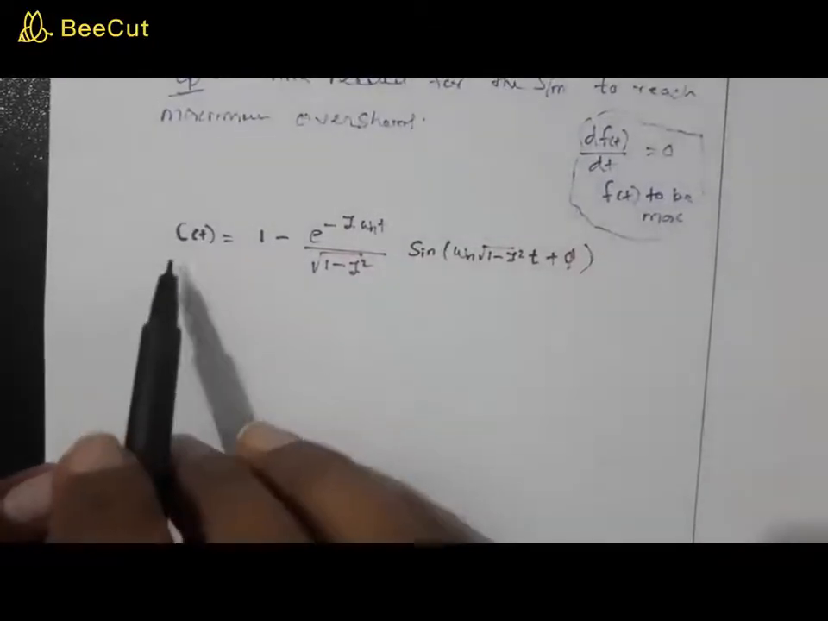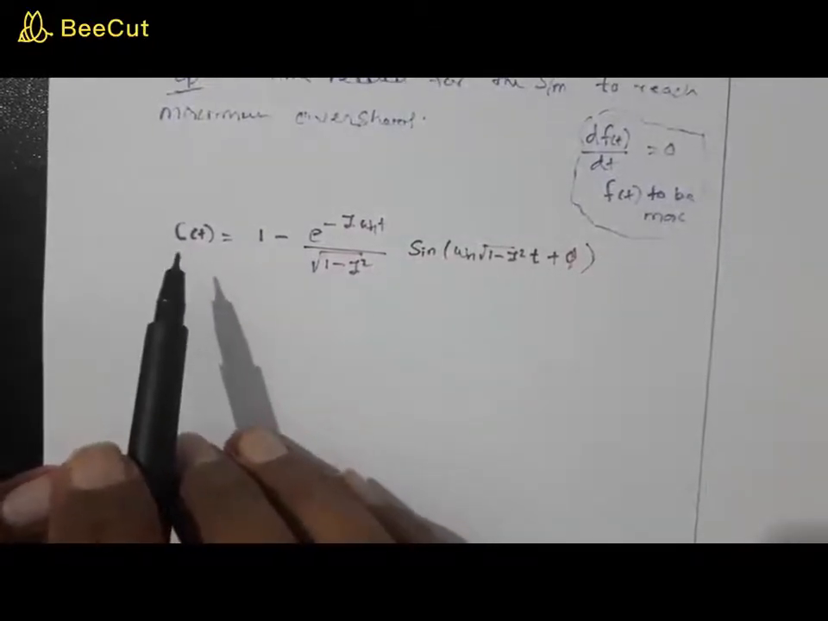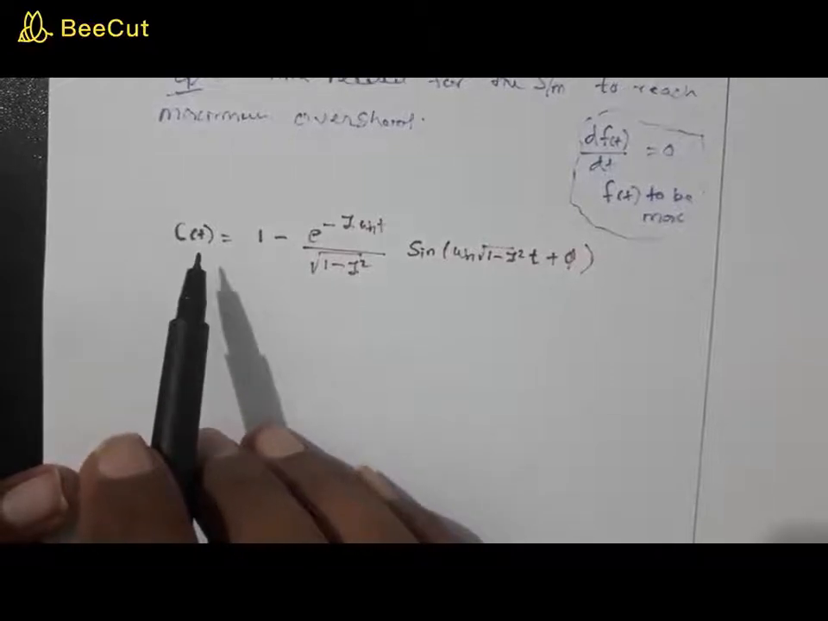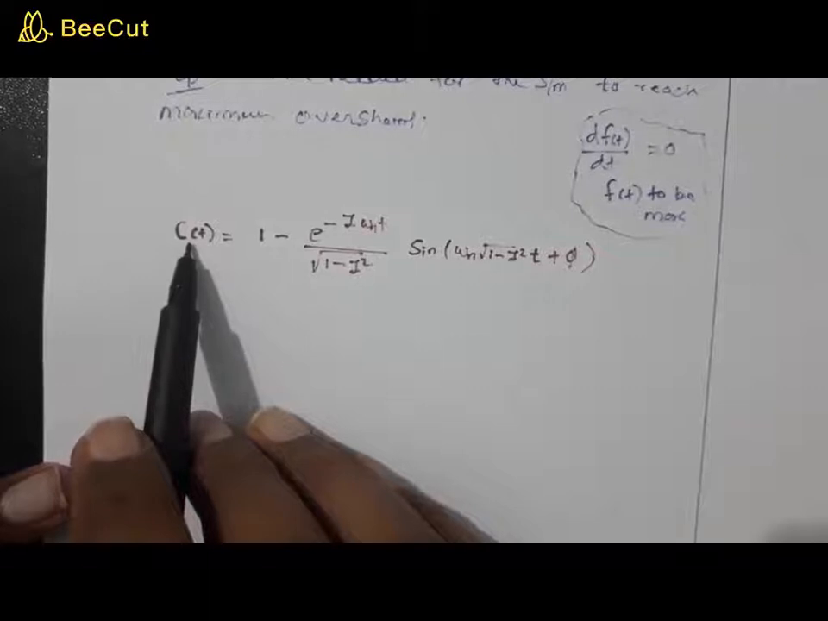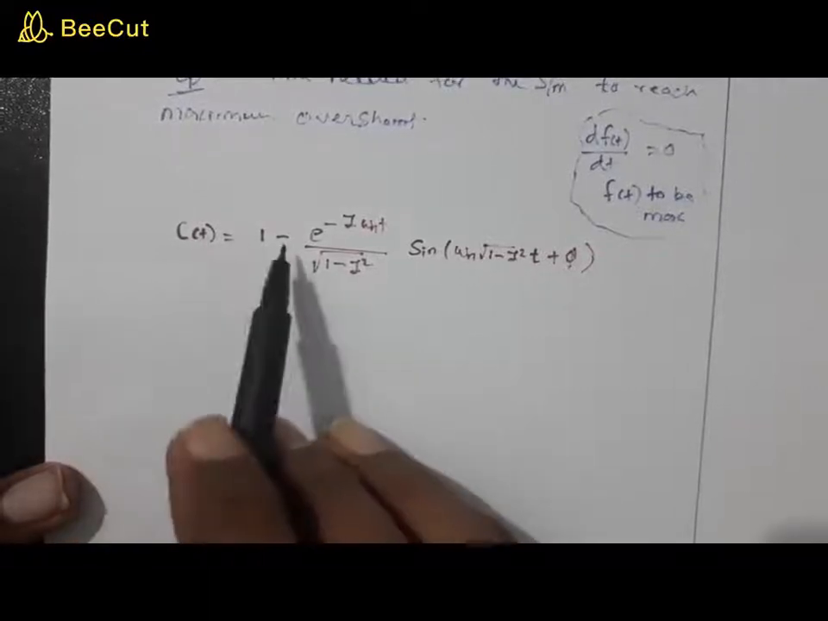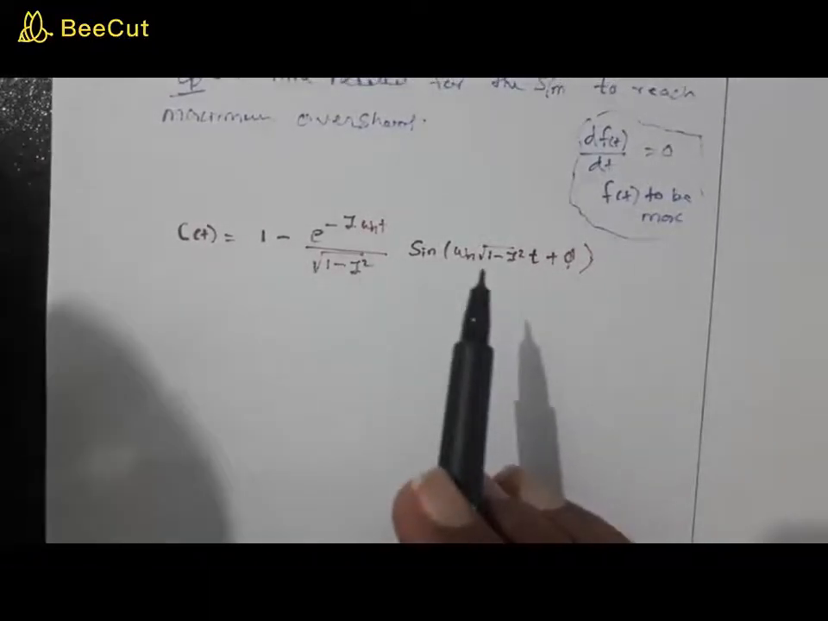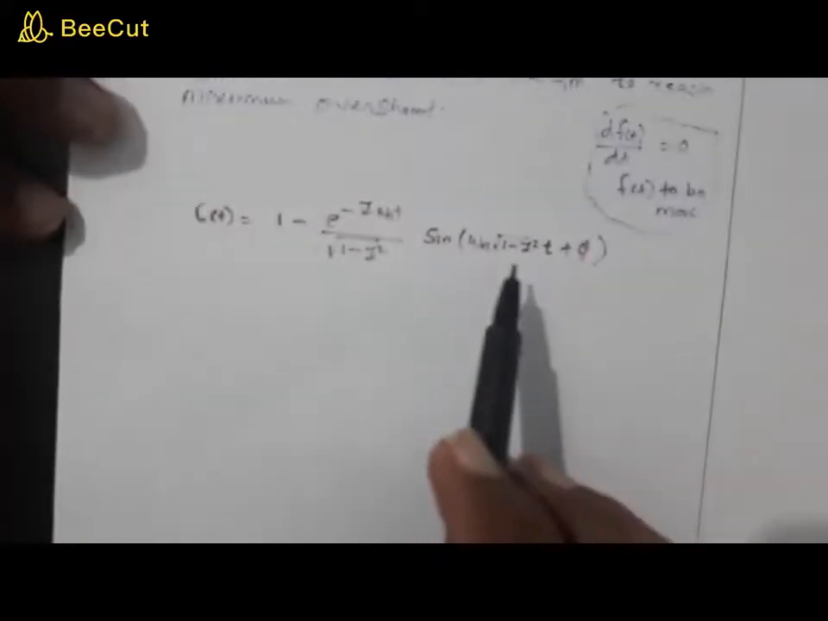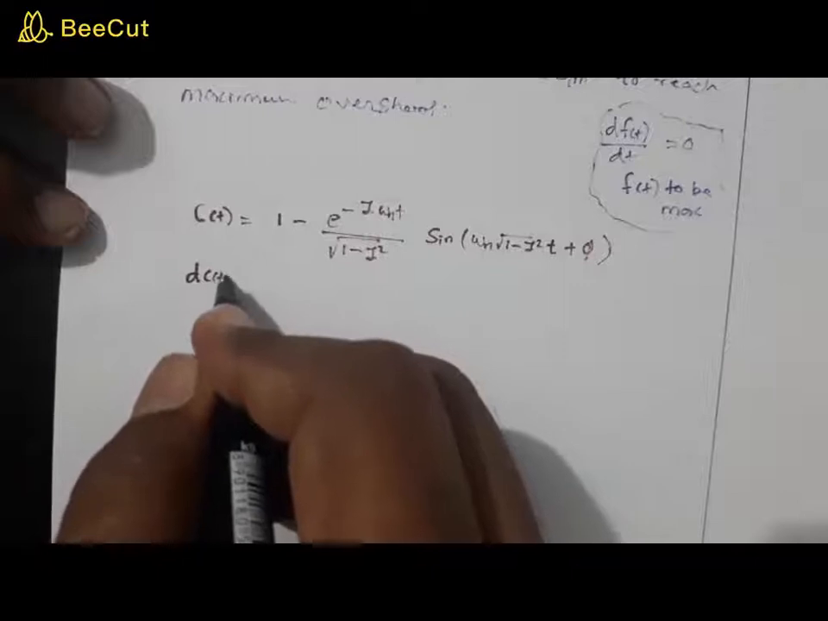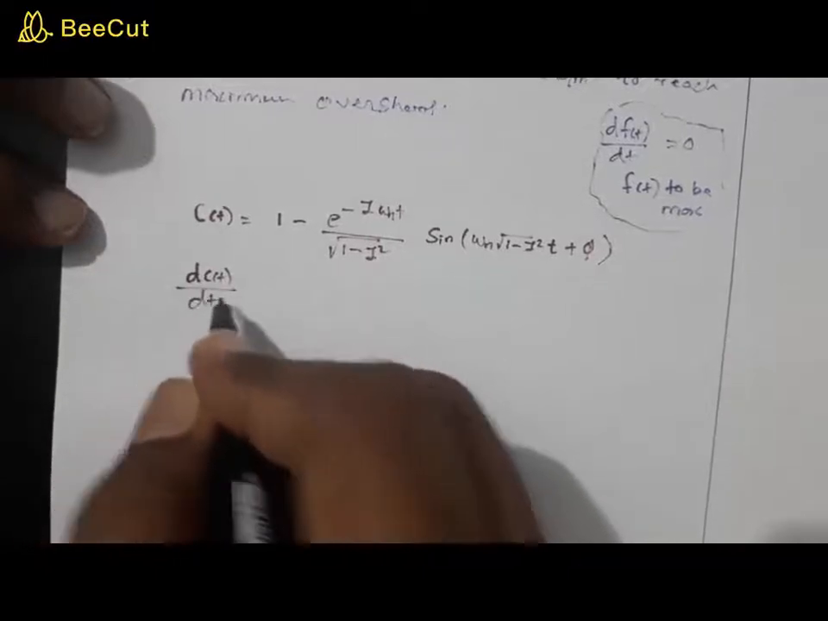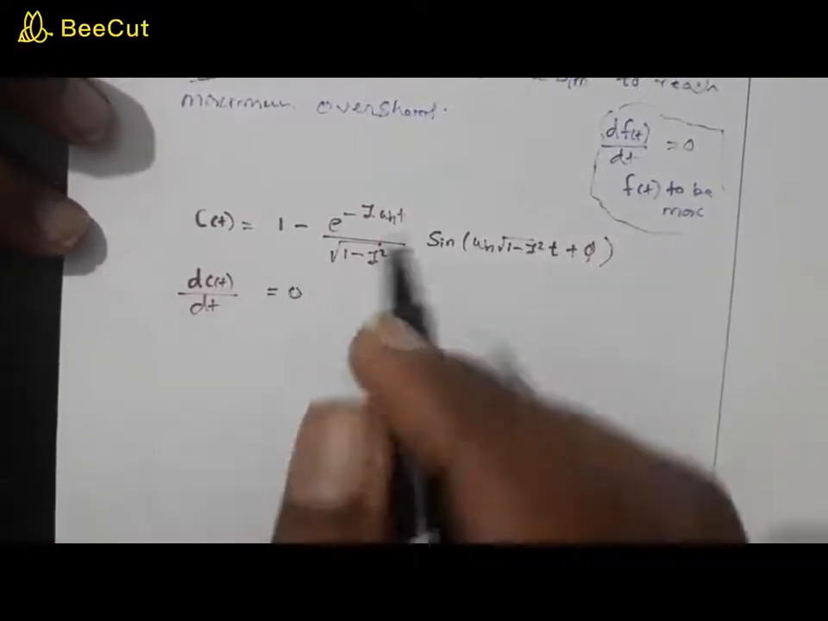Okay, so I'm considering again the expression which we have considered for finding out the expression for t_p. That is, we are considering again the response equation, c(t) = 1 minus e raised to minus zeta omega n t divided by root of 1 minus zeta squared, into sin(omega d t plus phi). What you need to do is differentiate this, dc(t)/dt, and equate it to 0.